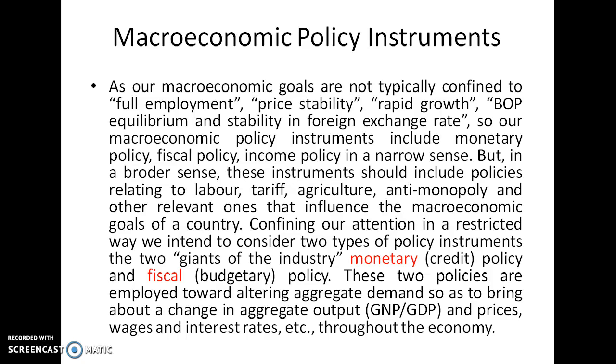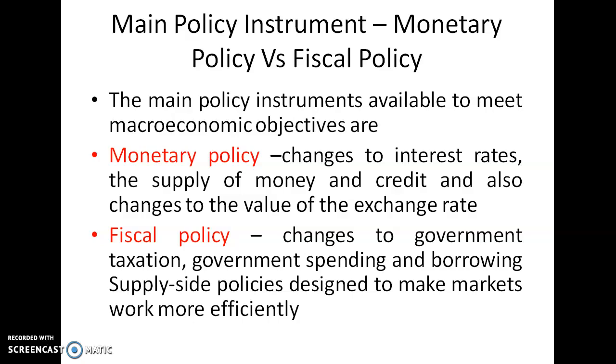Confining our attention in a restricted way, we intend to consider two types of policy instruments, the giants of the industry: the monetary or credit policy, and the fiscal budgetary policy. These two policies are employed toward altering the aggregate demand so as to bring about a change in the aggregate output, GNP or GDP, and the prices, wages, interest rate, etc. throughout the economy.